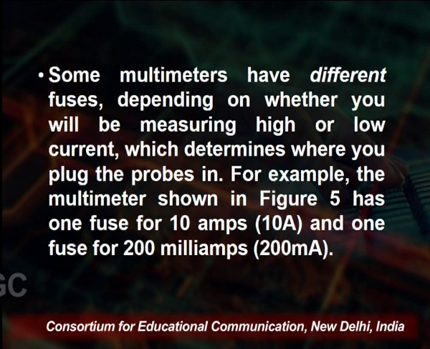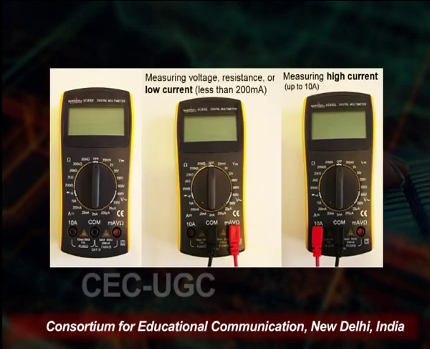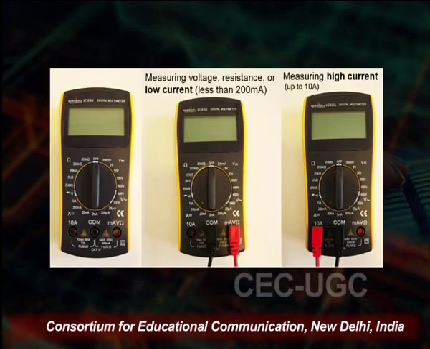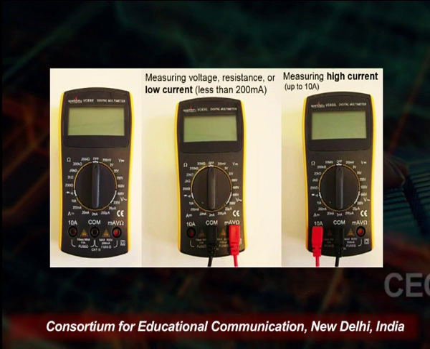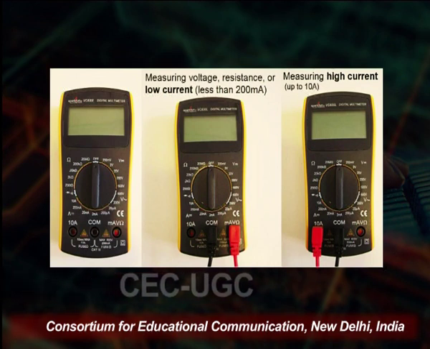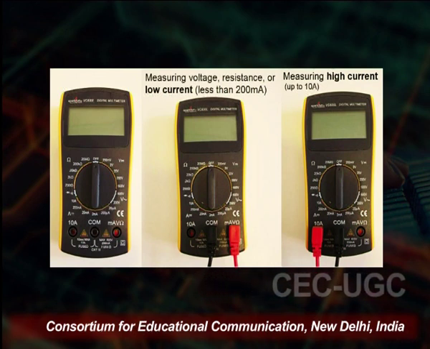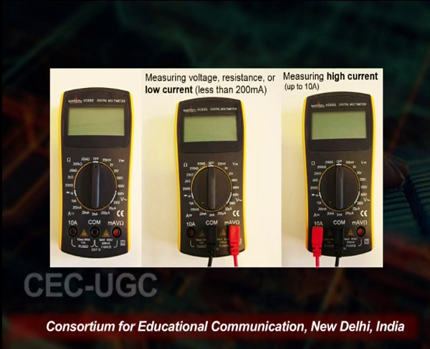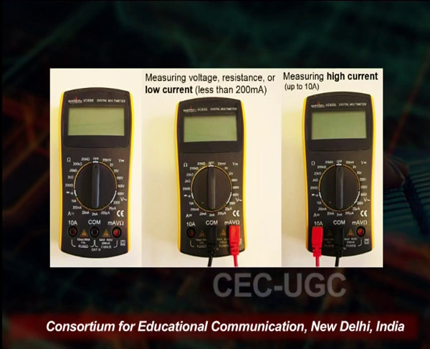For example, the multimeter has one fuse for 10 ampere and one fuse for 200 milliampere, one for high current and another for low current. You are seeing that the two values are plugged into different sockets. That one is defined for the 200 milliampere, and as well we use the other for 10 ampere. So the position has been changed, and that will define the range.